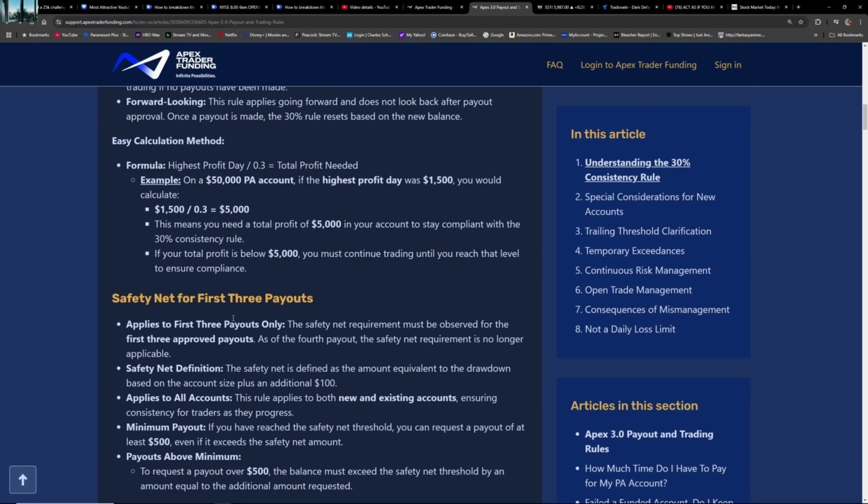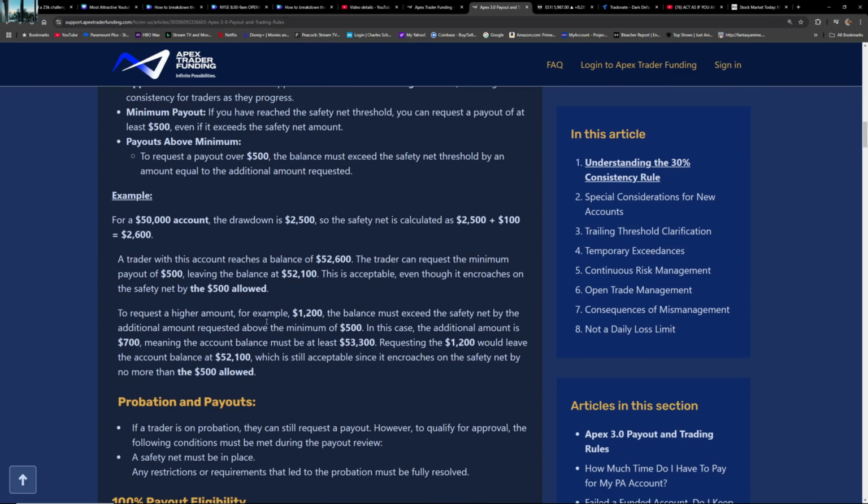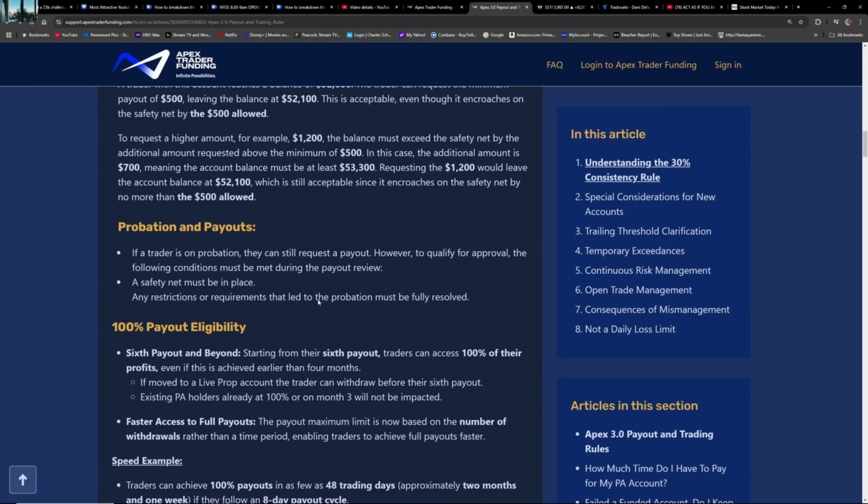So if you're new to this and you pass your first account or even your fourth or third account and you're still figuring things out, you need to come up with a consistent trading strategy. The safety net rule just means that you have to have $100 above the $2,500 or $1,500 or whatever your trailing threshold is. They have it broken down right here. You can read that yourself. Probation and payouts, you can read that yourself.